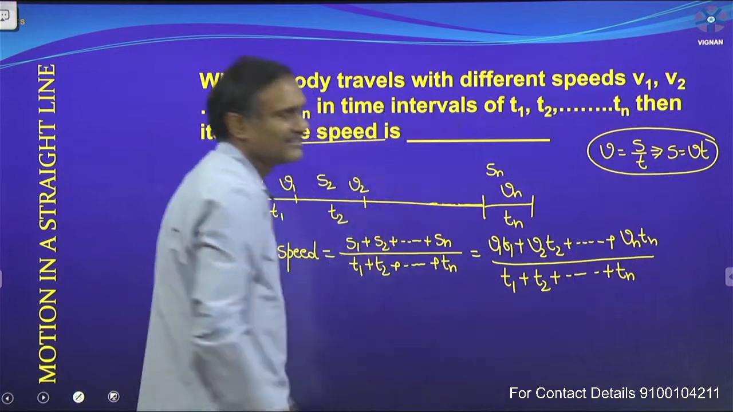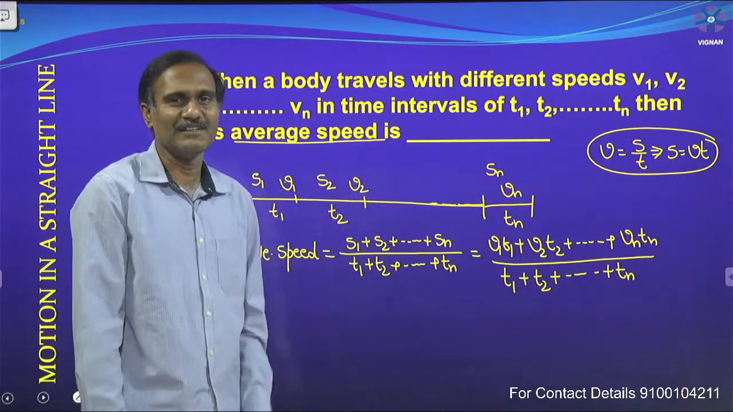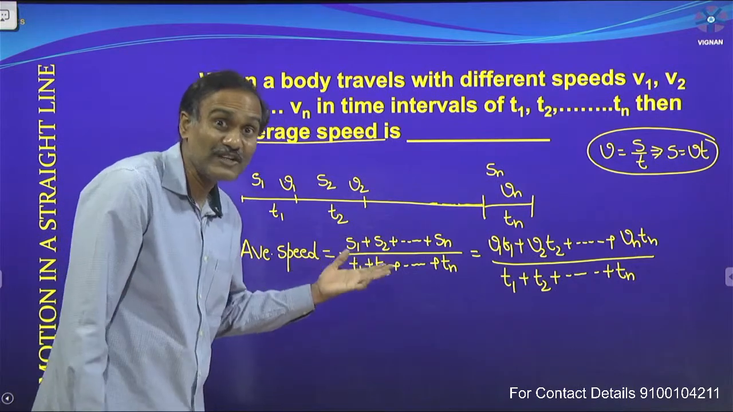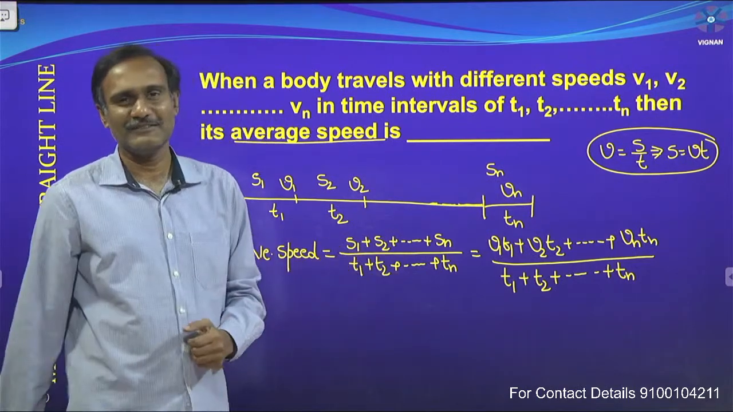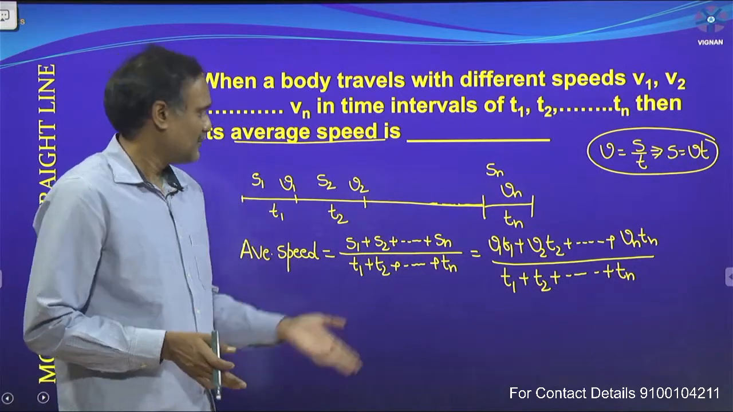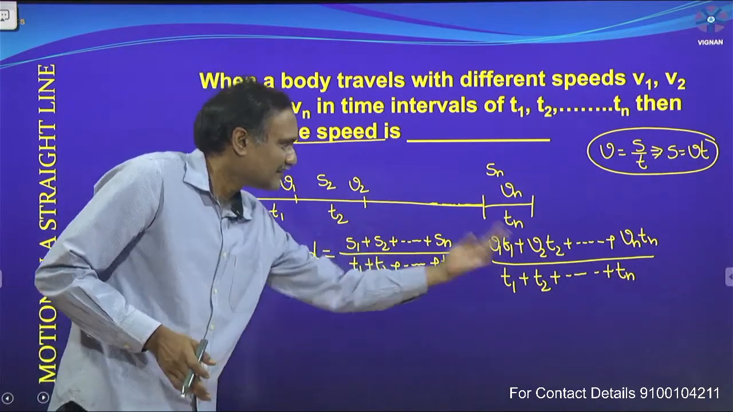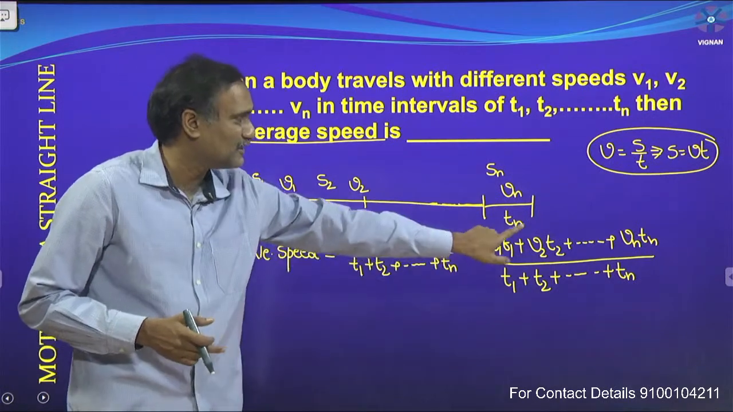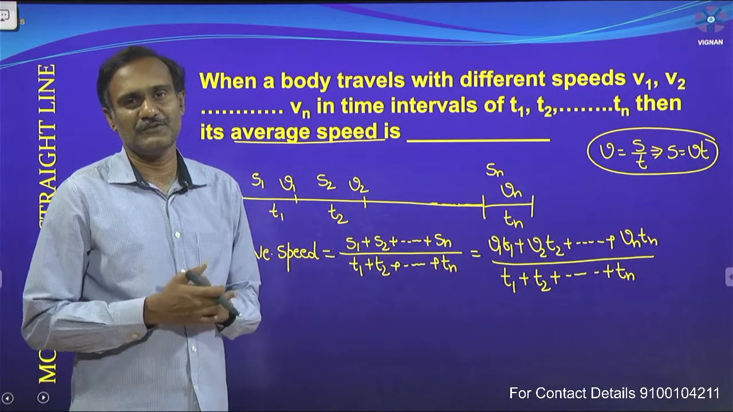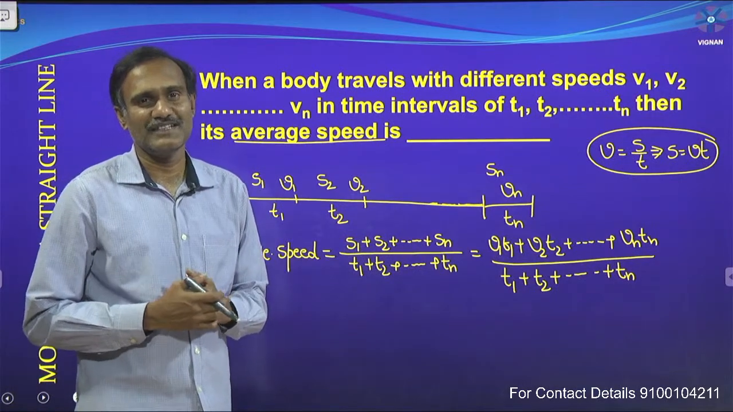This is the answer. It is also very simple. Here also we used the definition for average speed. By using that definition we derived this: v1 t1 plus v2 t2 plus so on up to vn tn divided by total time interval. Remember that.